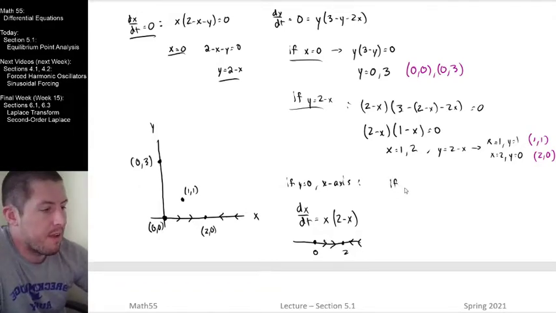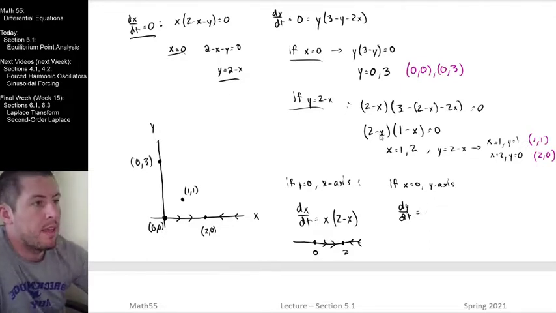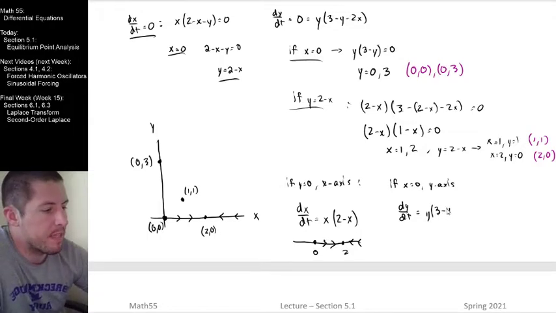And similarly, if x equals 0, the y-axis, then I want to ask what's happening with my dy/dt here. What's our rate of change vertically on the y-axis? Then dy/dt should be equal to y times (3 minus y). And so we're going to get basically the exact same type of picture right here.